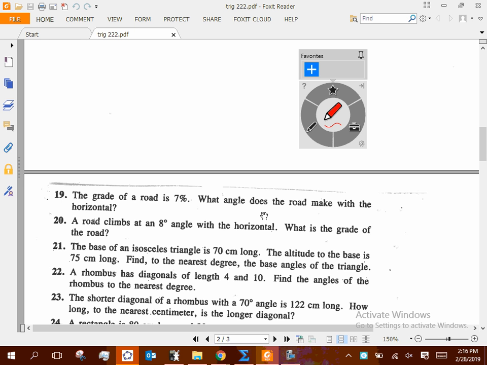I heard somebody say something. So, what'd you say? It's a slope, okay? Grade of the road is the slope of the road, okay? So here it says the grade of the road is 7%.